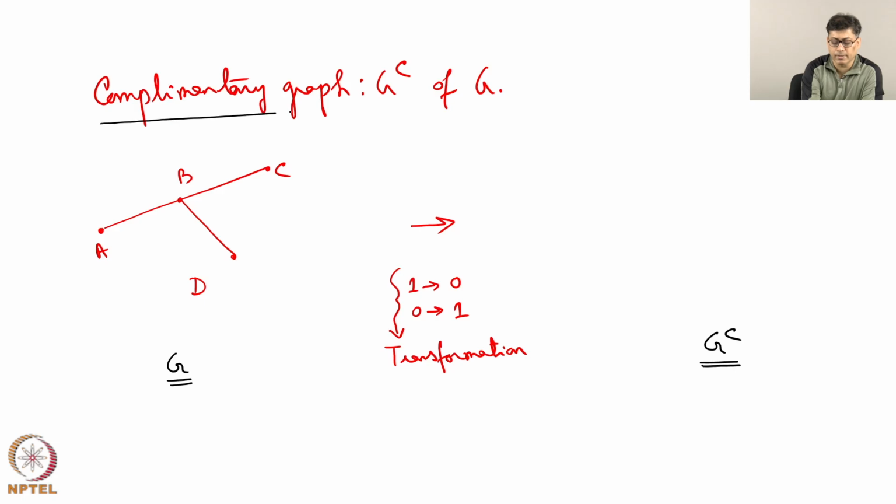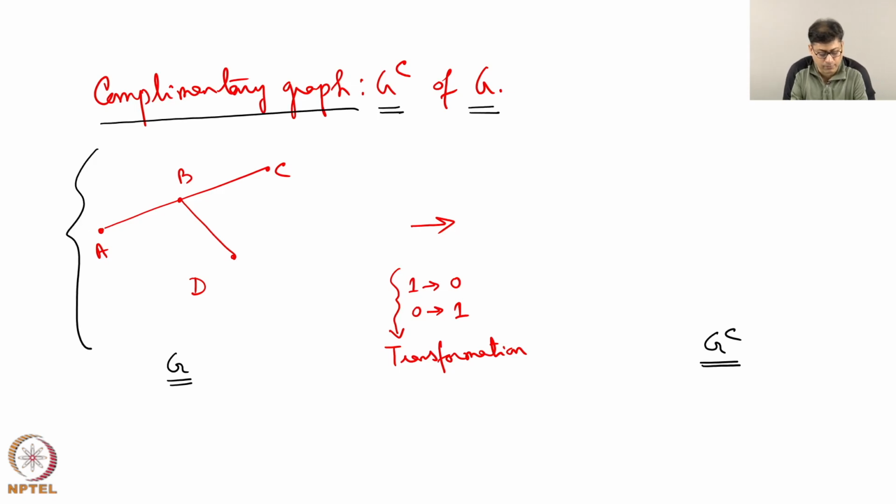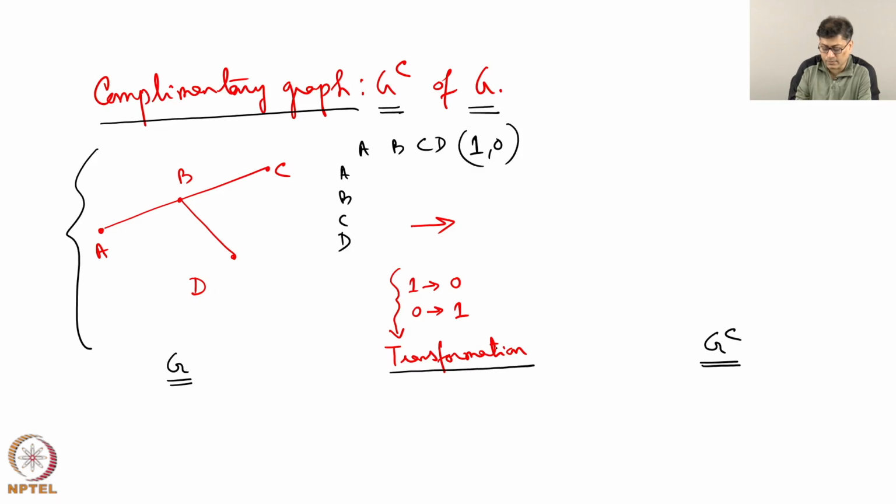We are going to see the complementary graph GC of G. Take a graph like this. A, B, C, D are the four nodes or the four vertices. There are three edges: AB, BC and BD. In this case, one can write down the matrix with rows and columns A, B, C and D. We will fill up this matrix with 1 and 0. Now suppose we do a transformation on this matrix so that 1 becomes 0 and 0 becomes 1. Then the graph that we produce is known as the complementary graph.